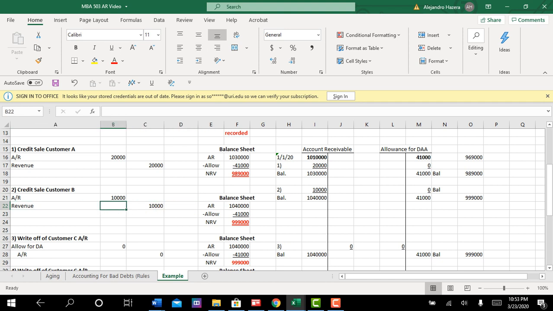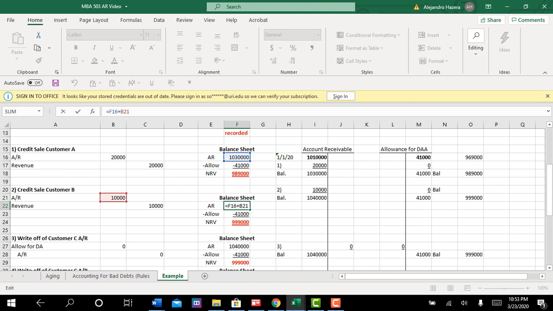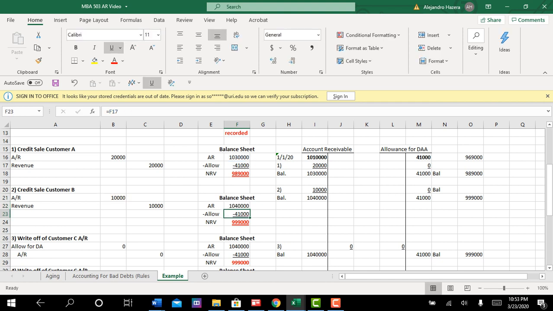There's no entry to the allowance account. So once again, the allowance account stayed the same. I'm just repeating my same point again. You have a credit sale, your accounts receivable goes up. It went up by 10,000 in this case. There it is right there. It went up by 10,000. But the allowance did not change.